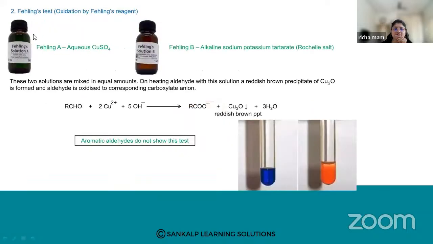Then what about Fehling solution? Fehling's reagent is made up of two solutions, Fehling's A and Fehling's B. Fehling's A is aqueous copper sulfate solution. Fehling's B is alkaline sodium potassium tartrate solution, which is called Rochelle salt. These two are added in equal proportion. When you react the aldehyde with Fehling's reagent, you get a reddish brown precipitate. Only aliphatic aldehydes give a positive test. Aromatic aldehydes do not react, and ketones do not react. So this is the distinguishing test of aldehydes.